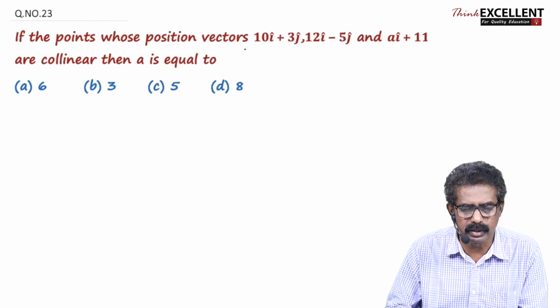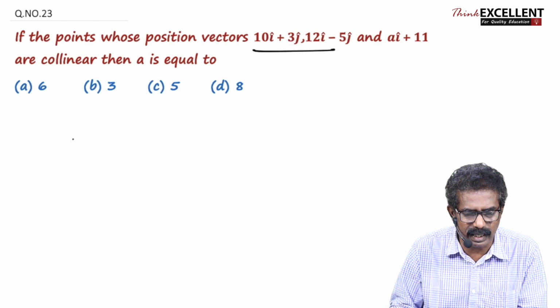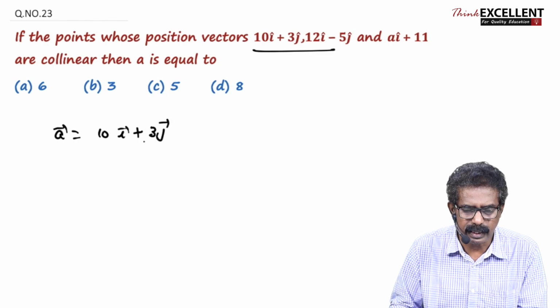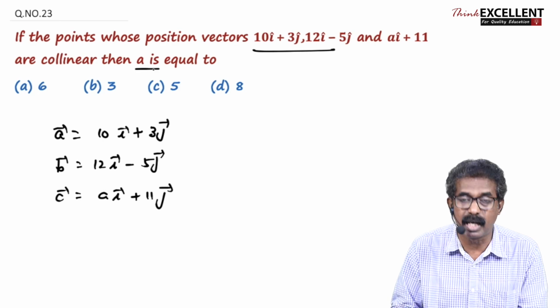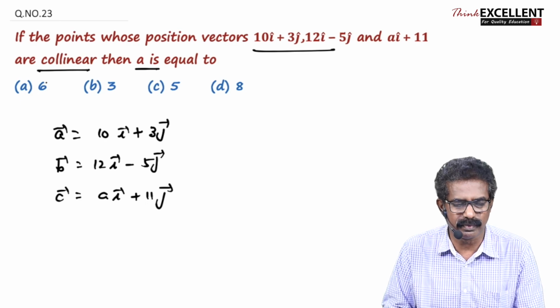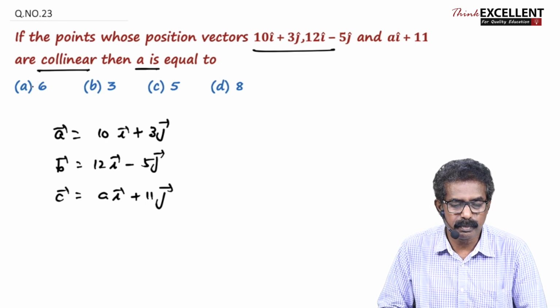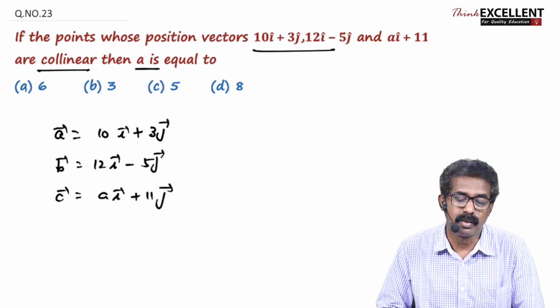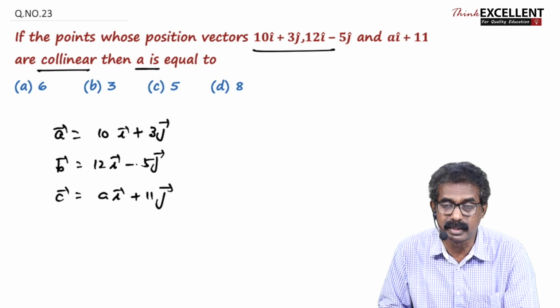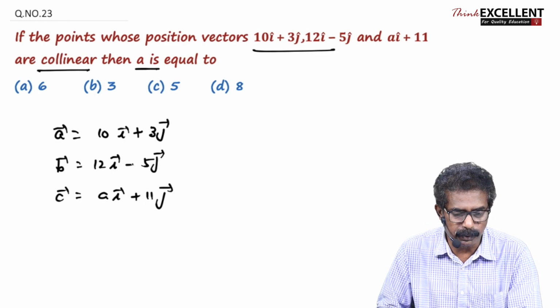Listen, if the points whose position vectors are, this is our A vector, 10i plus 3j. Second one is our b vector, 12i minus 5j. And third one, c vector, ai plus 11j. There is an unknown a, they asked to find a. It is given the 3 points are collinear. For collinear, we have different formula, right? So collinear means the two vectors are, one vector is a scalar multiple of another one, right? You can bring like that also. You find AB vector, BC vector, then coefficients proportional.